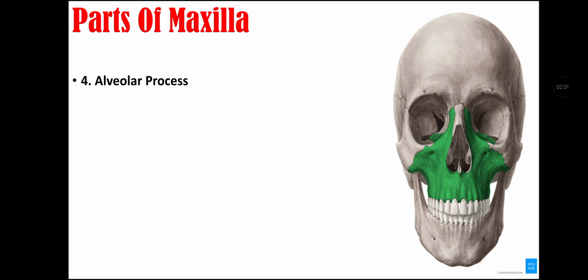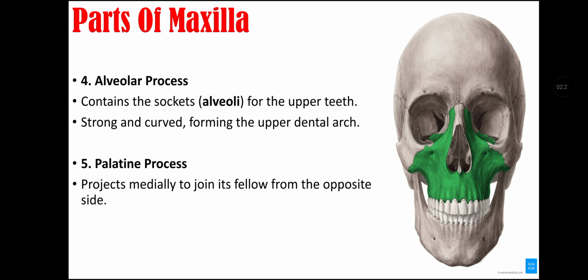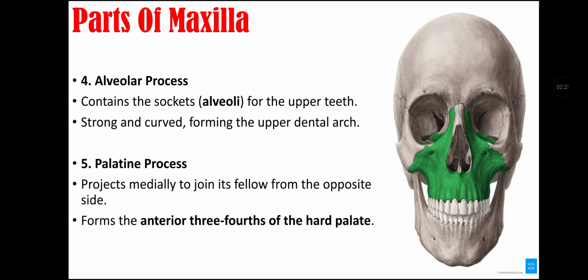Next part of maxilla is alveolar process. They contain the sockets for upper teeth. They are strong and curved and they form the upper dental arch. Fifth part of maxilla is palatine process. It projects medially to join its fellow from the opposite side. This palatine process forms the anterior three-quarters of the hard palate and it fuses at the intermaxillary suture in the midline.